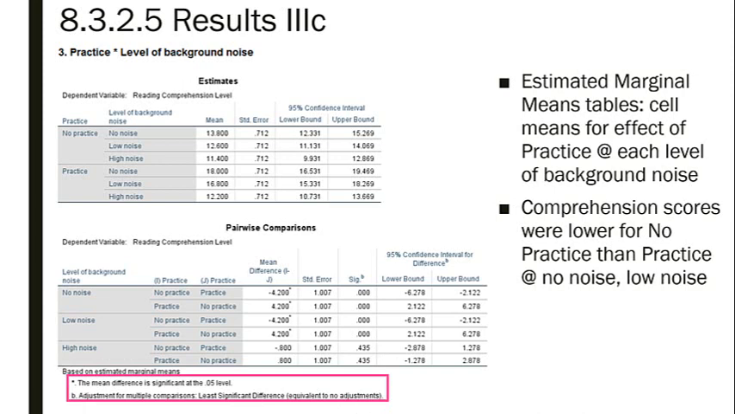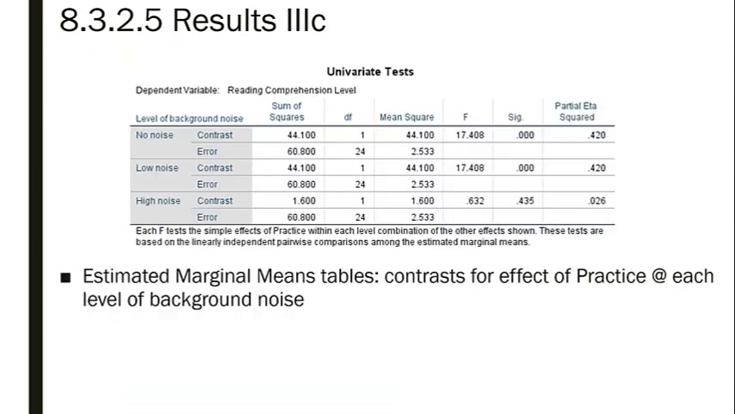So we can deal with that by just running Tukey honestly significant difference post hoc tests. We could go back and do those, or we can do a Bonferroni adjustment. However, rather than report the pairwise comparisons, what we want to do is look at the univariate test. So this is the simple effects that we were talking about.